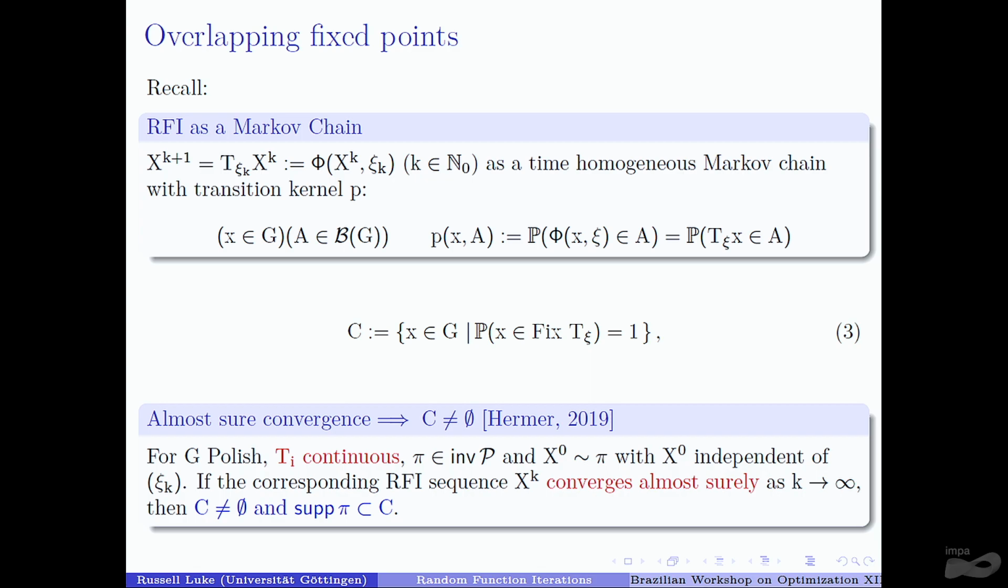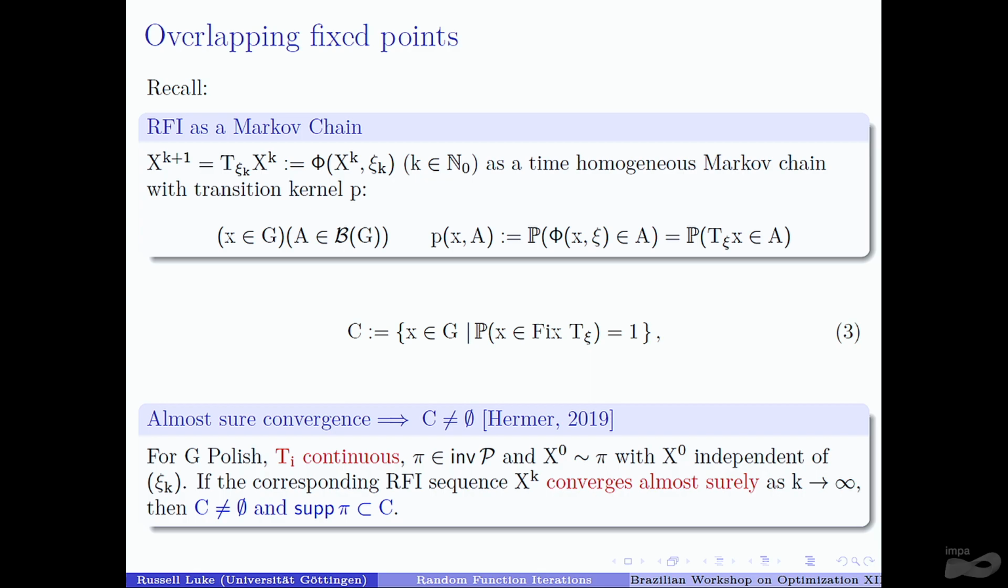I didn't mention at the beginning, this is all joint work with Neal Hermer, a former PhD student of mine, and Anja Sturm, who's the probabilist, who I would never have trusted to get into this without an expert to keep me from saying stupid things. So if you're on a Polish space, just a space that can be metrized with a complete separable metric, and the T_i are continuous, this is a very weak assumption.